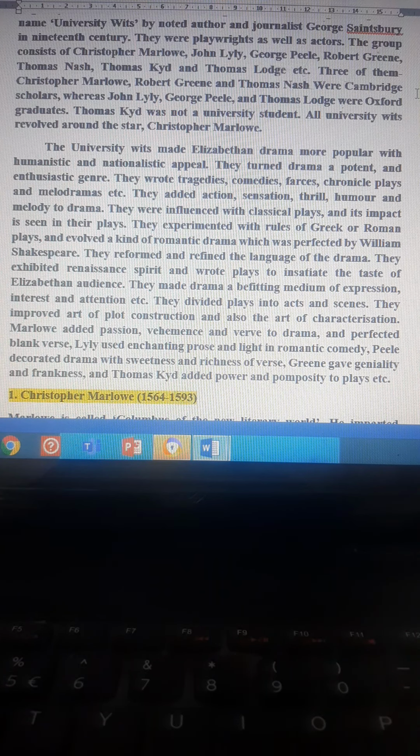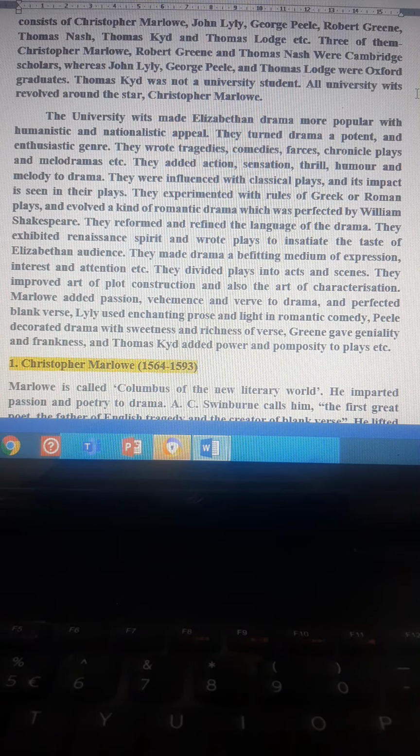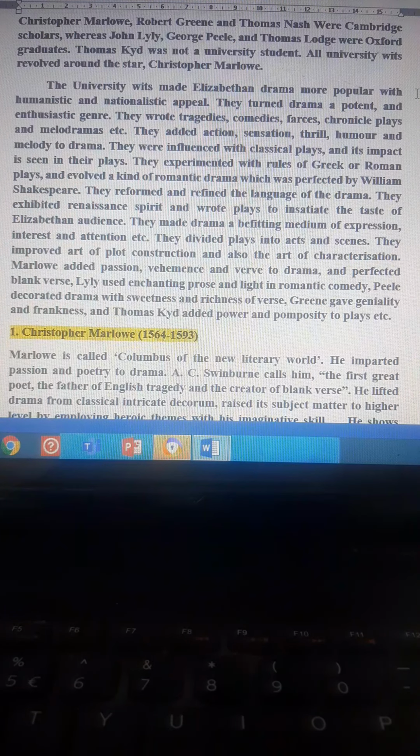Three of them, Christopher Marlowe, Robert Greene and Thomas Nash, were Cambridge scholars, whereas John Lilly, George Peele and Thomas Lodge were Oxford graduates. Thomas Kidd was not a university student. All university wits revolved around a star whose name was Christopher Marlowe.